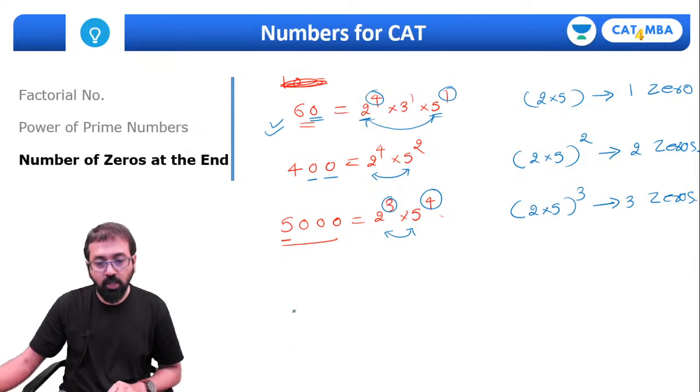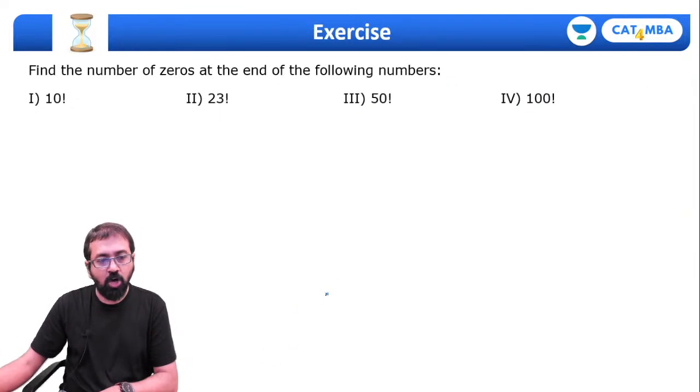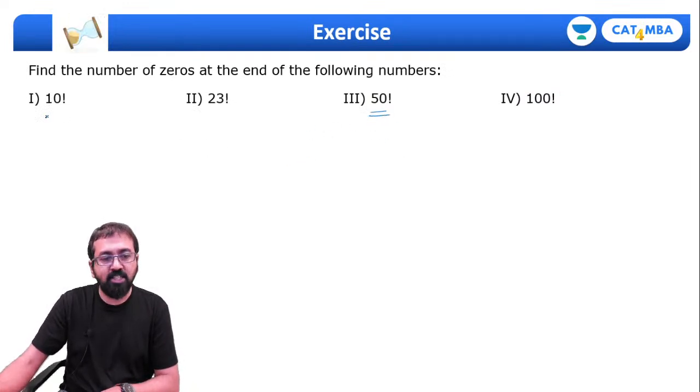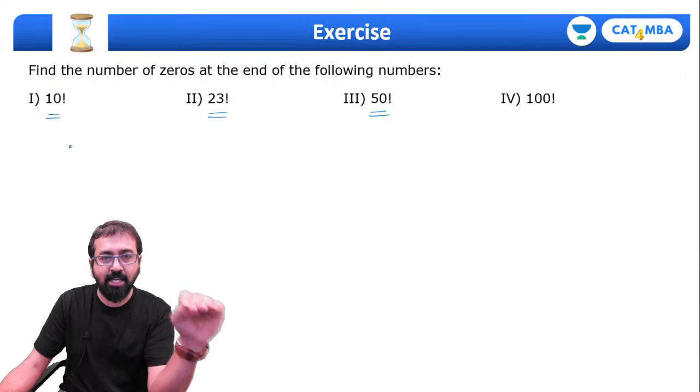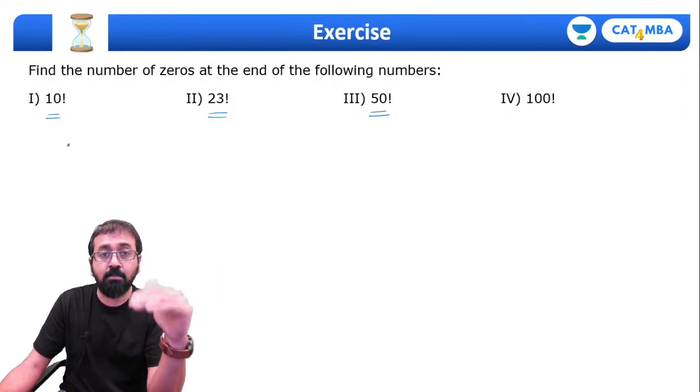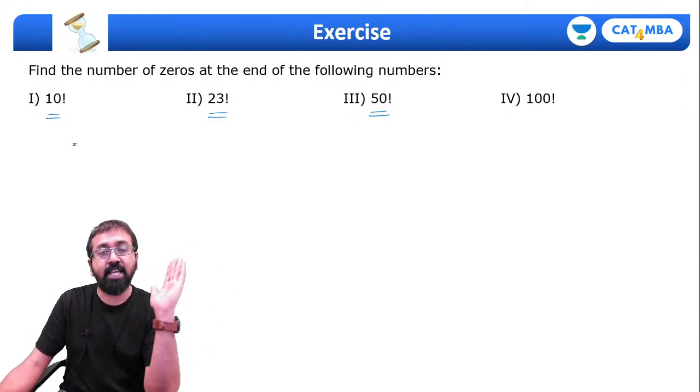Yes or no? So if I ask you how many zeros will be there at the end of 50 factorial, or 10 factorial, or 23 factorial and so forth, can I say there will be as many zeros at the end of this factorial number as the number of pairs of 2 and 5 that we can form, right?